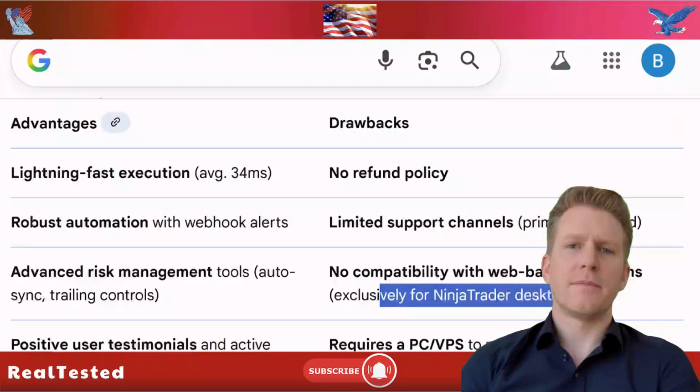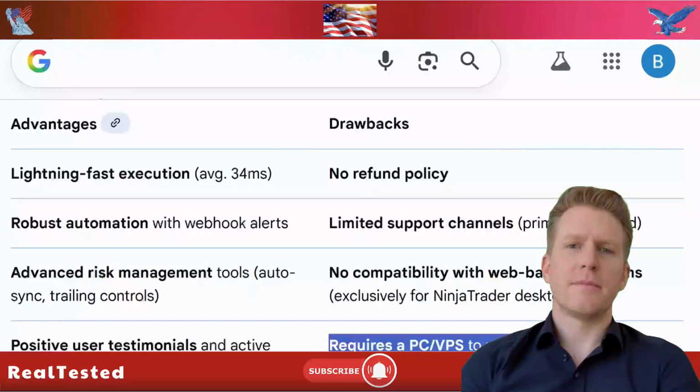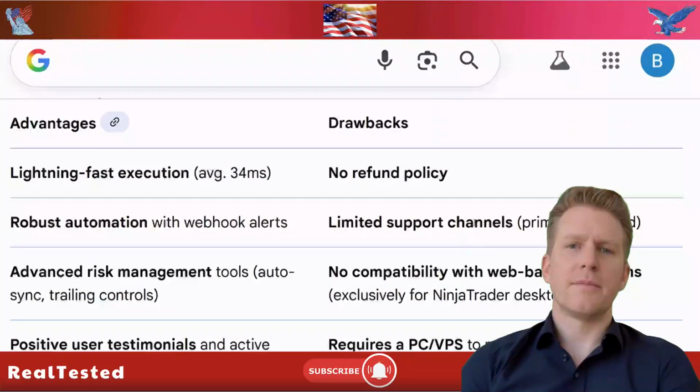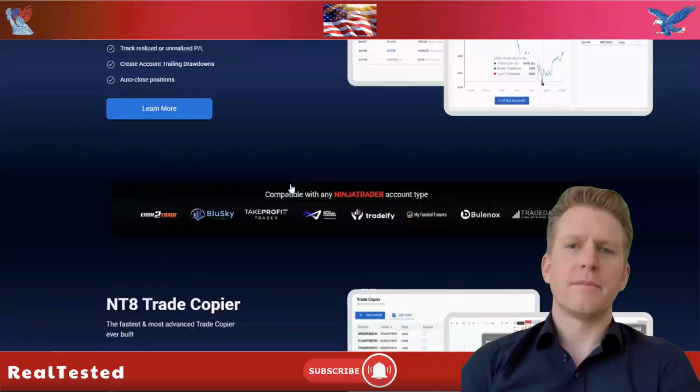On the flip side, there is absolutely no refund policy, so you'd better be sure about your life choices before hitting buy. It also lacks compatibility with web-based platforms, meaning it only works on the NinjaTrader desktop version and requires a PC or VPS to stay powered on.